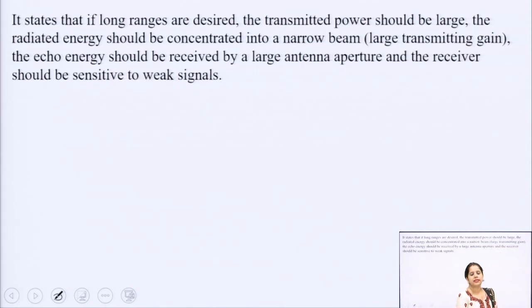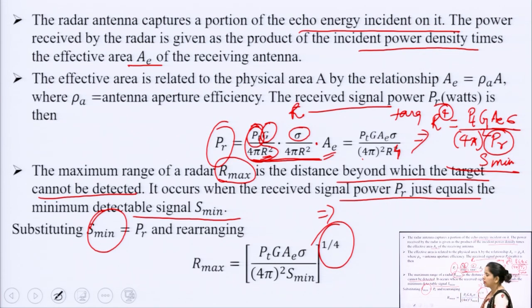And now, what does it state? It states that if long range is desired, the transmitter power should be large. This conclusion can be drawn from this. If we want the maximum range, the values at the numerator side have to be increased. So we can directly conclude from this expression which values have to be increased. For example, if we want the maximum range, PT, our transmitting power, has to be increased.